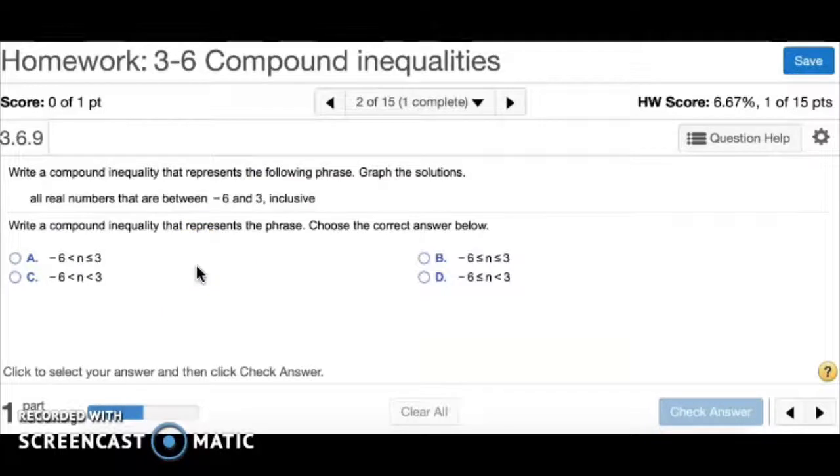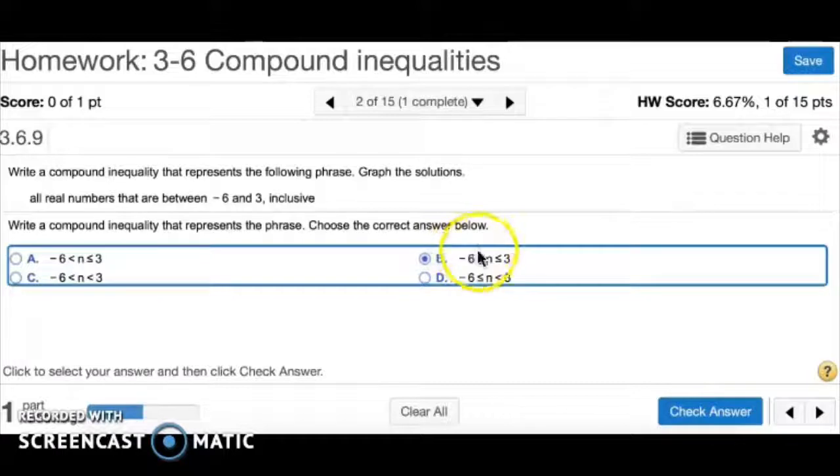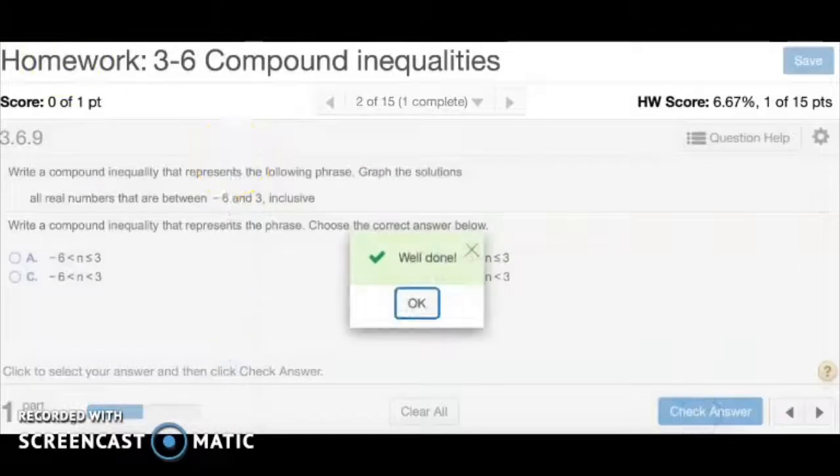Number 2, it says write a compound inequality that represents the following phrase and then graph them. It says all real numbers that are between -6 and 3 inclusive. Inclusive meaning that it includes -6 and 3. Now, inclusive means equal to for the inequality. So when we have a less than or equal to, that would mean the inclusive, that line under it. The only one with both of these having lines under it would be -6 is less than or equal to n is less than or equal to 3, which is b. That's the answer for number 2.